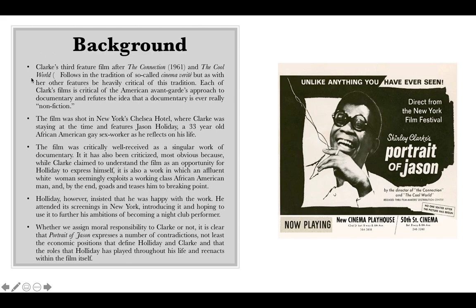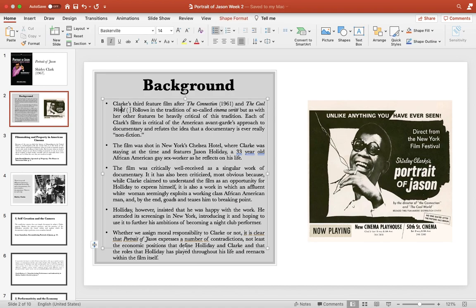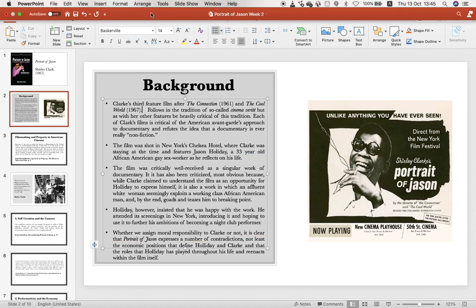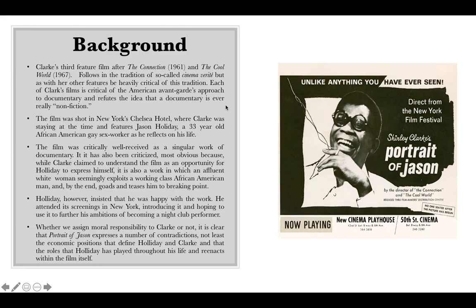So, just some basic information. It's the third feature film that Shirley Clarke made. She made some shorts before that. After The Connection in 1961, and sorry, it's a typo on the slide, and after Cool World, which came out in 1967. I do proofread my PowerPoints, but sometimes some things slip through, so forgive me.